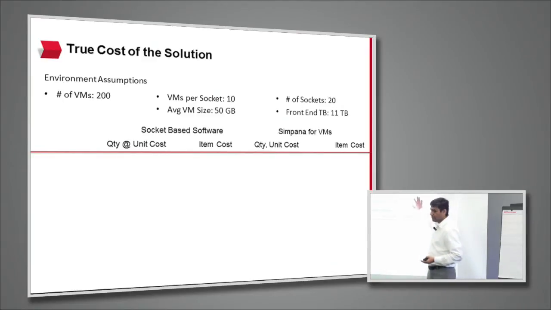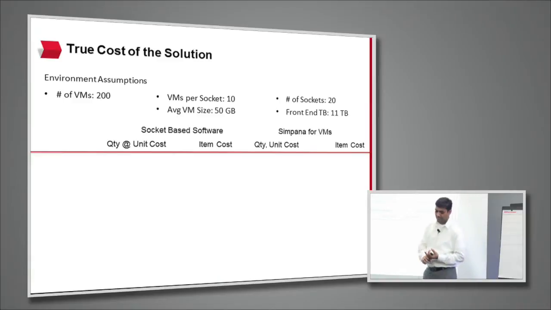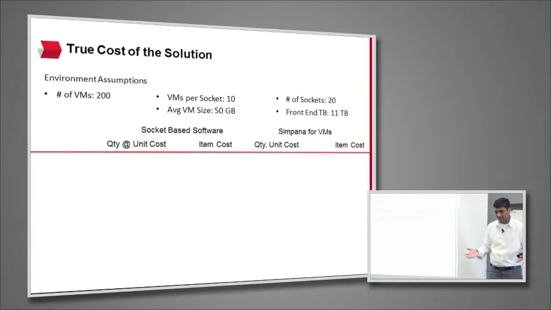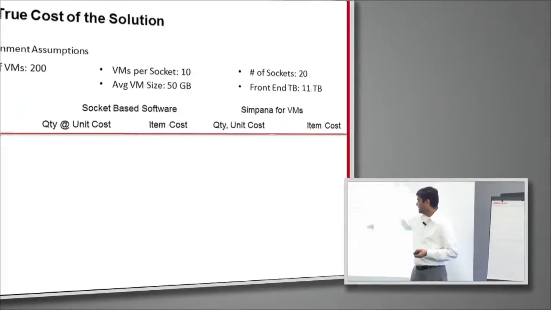Now, for the example configuration, tell me if I'm way off the mark. What we found in looking at usage patterns in our customer base is that most environments have 10 VMs per socket, assuming a 6-core socket, and around 50 gigs per VM on average, allocated and used, not provisioned. That's the most common metric we've seen, though some environments may vary a little bit.